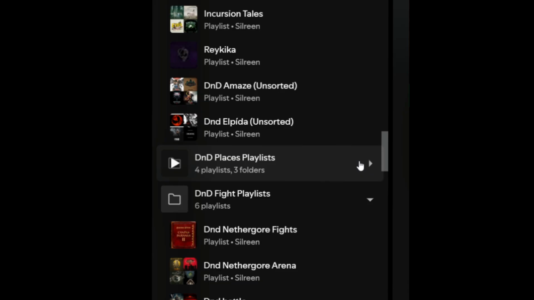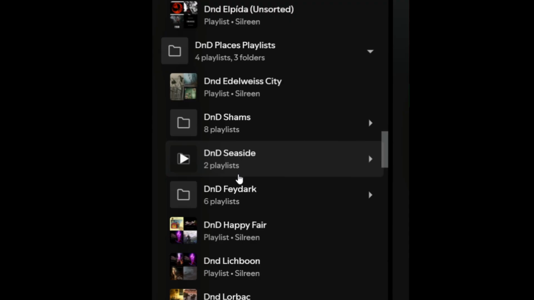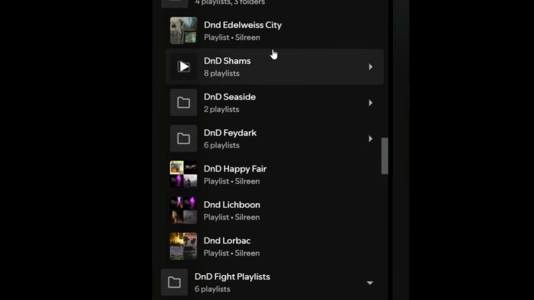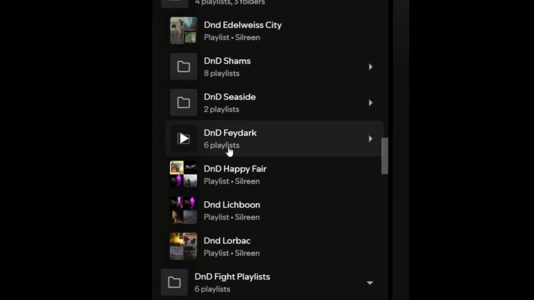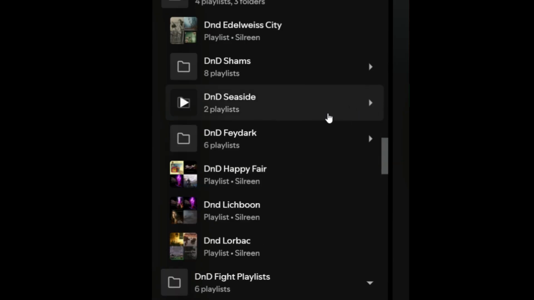And here they are. Then I have my places playlists. And these are the second most important playlists that I have. They can be very specific places like cities, towns, but not necessarily. For example, I have this subfolder called D&D Seaside that I can play whenever my players are near a shore. Or I have the D&D Happy Fair that I can play whenever there's a festival, there's like a big market.